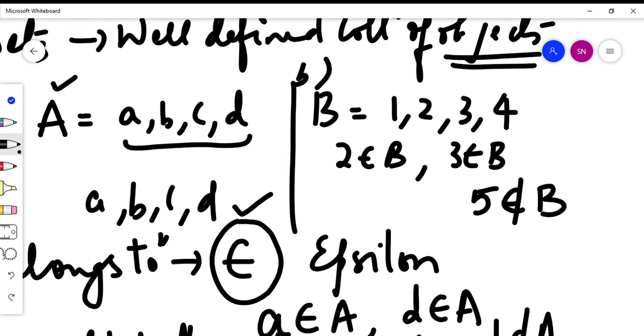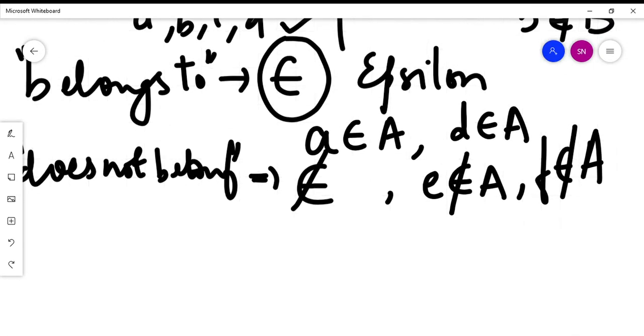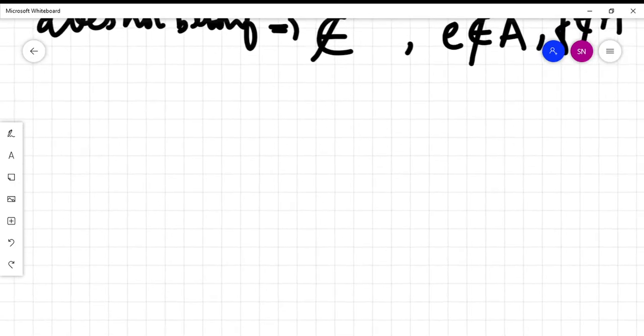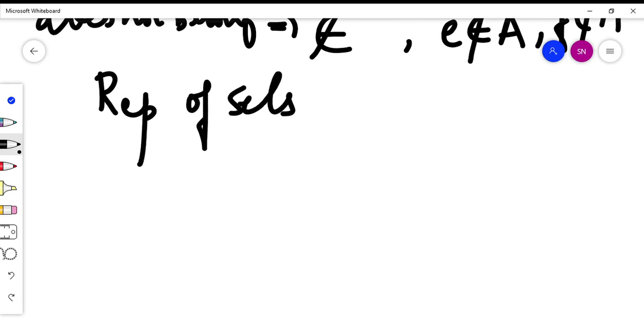So when this much is clear to everyone, we'll move on to the next topic, which is called representation of sets. So representation of sets happens in two ways. I'll explain in detail what the first representation of set is, and what the second representation of set is. So the first representation of set is called the roster method.